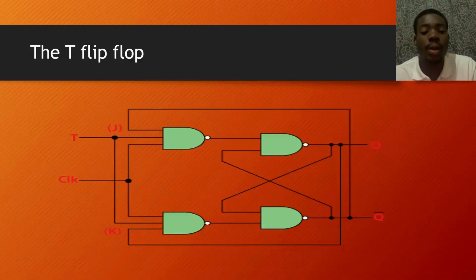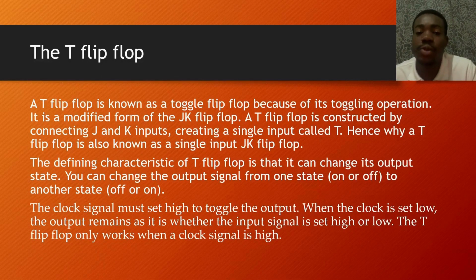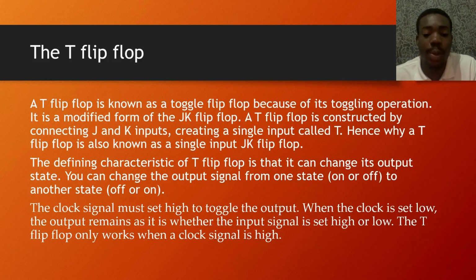The next flip-flop is the T flip-flop. It's known as the toggle flip-flop because of its toggling operations, and it's a modified version of the JK flip-flop. A T flip-flop is constructed by connecting the J and K inputs, creating a single input called T. Hence a T flip-flop is also known as a single input JK flip-flop. I'll use the logic diagram to explain.